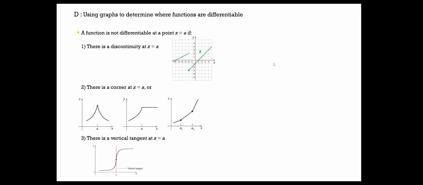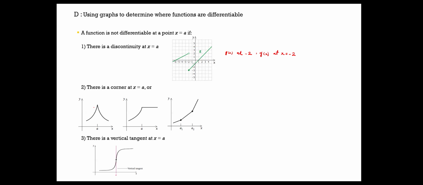So we can also look at the final parts where we use graphs to determine whether functions are differentiable or not. And the conditions that we look at here is that, one, there is a continuity at x equals a. So we can take a look at this example here where we have some function g of x. And so g of x in this case is not continuous at -2 from our graph. And so g of x is not differentiable at x equals -2.